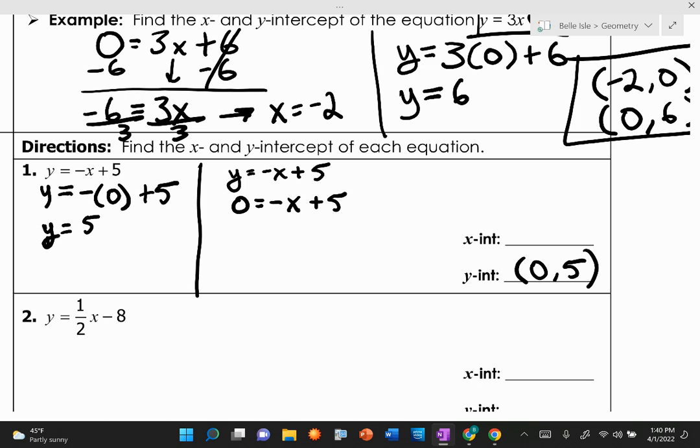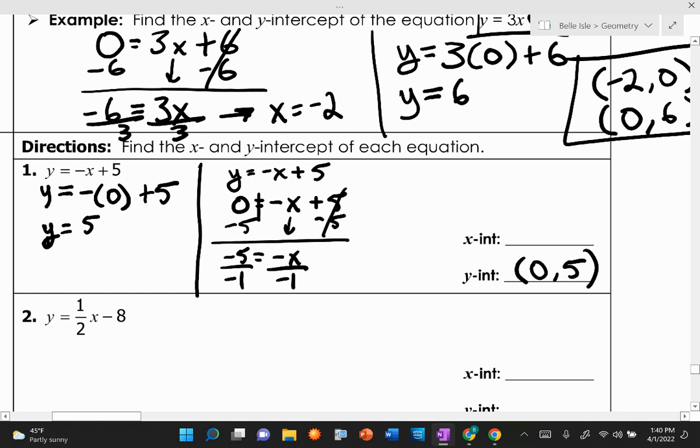What's our next step? Yeah, so you minus 5 on both sides. And so it cancels out on the right side. Now, what's my last step? I've got to get rid of that negative, right? So divide by -1, just make sure it's a negative. That is going to give you x equals.